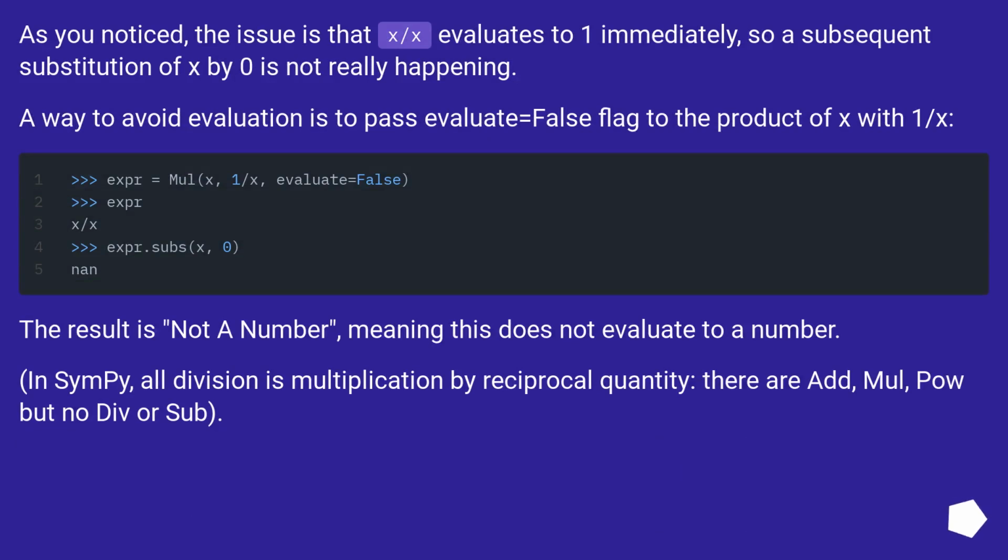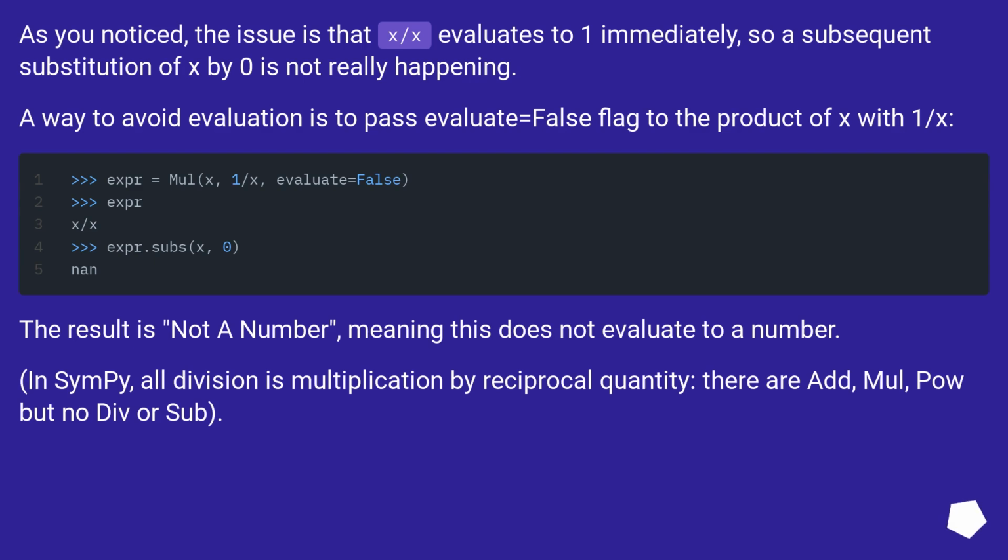As you noticed, the issue is that x/x evaluates to 1 immediately, so a subsequent substitution of x by 0 is not really happening. A way to avoid evaluation is to pass the evaluate equals False flag to the product of x with 1/x. The result is not a number, meaning this does not evaluate to a number.